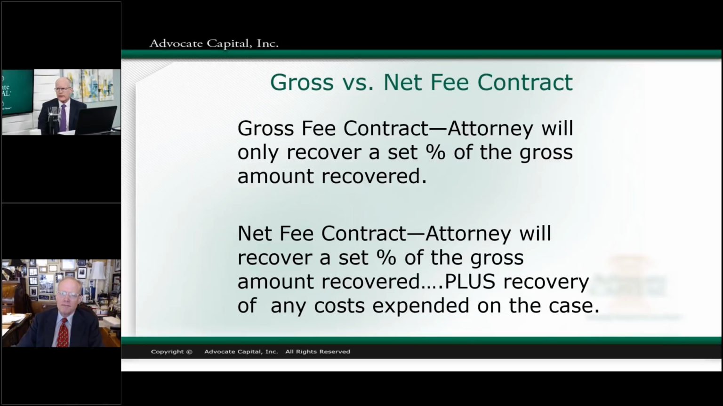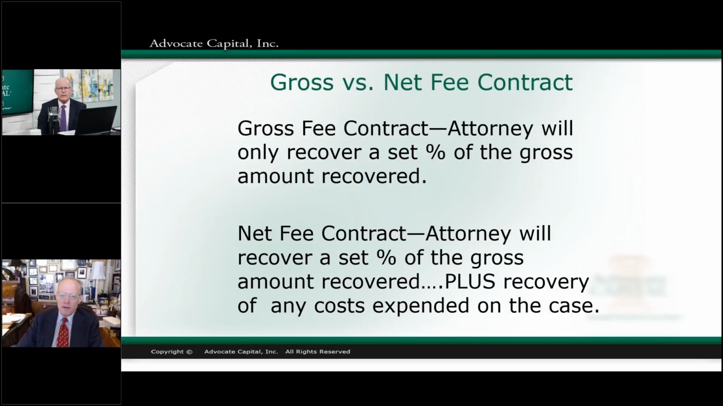Right. So I've created a slide on that. I hope you can see it now. It talks about a gross versus a net fee contract. No, and the slide is great. That's a really good simplified way of saying it.